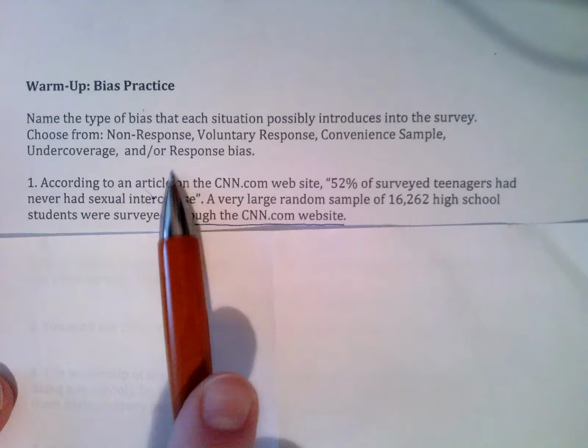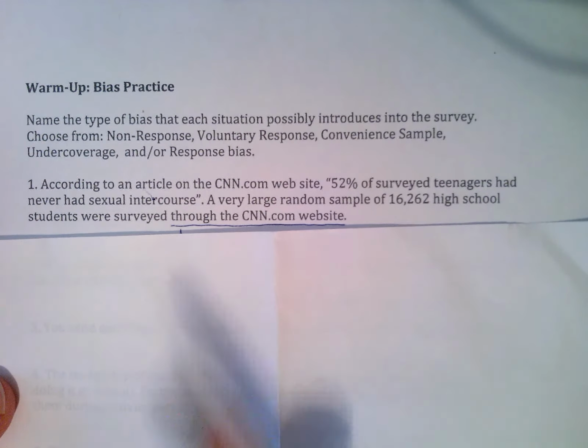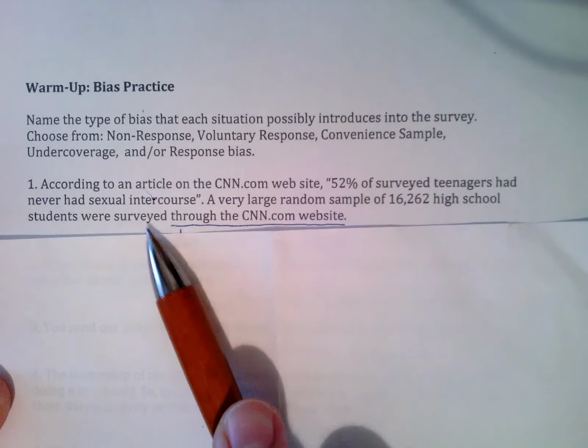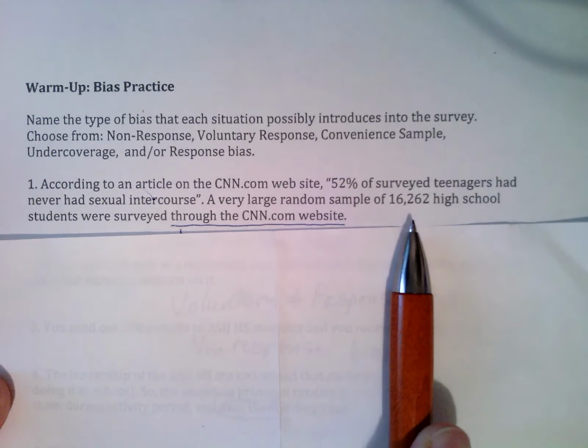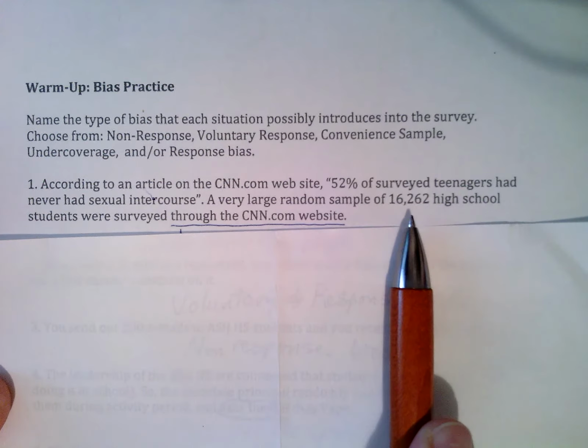Number one, according to an article on the CNN website, 52% of surveyed teenagers had never had sexual intercourse. A very large random sample of 16,262 high school students were surveyed through the website. So you might be thinking, wow, 16,000, that's great. There's a lot of kids. This must be a good survey. So this 52% must be really accurate.